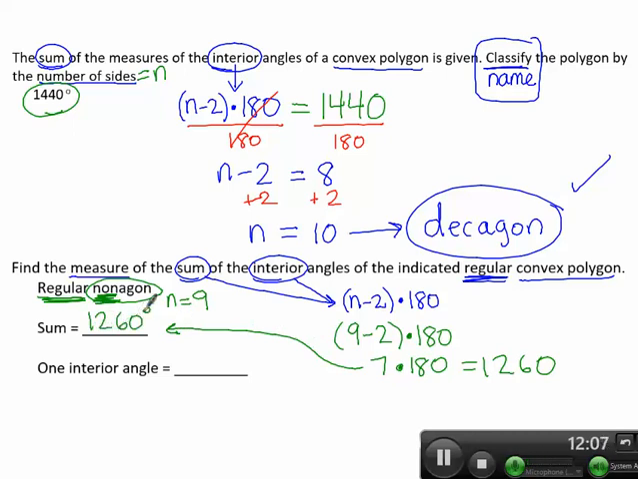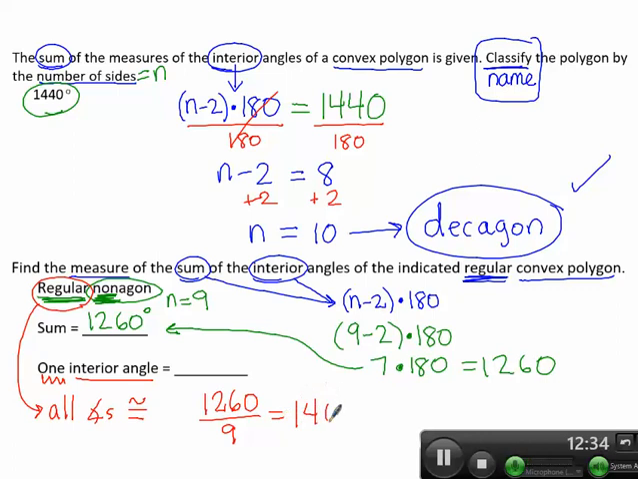So the sum of the interior angles measures 1,260 degrees. Now I want to know how much is one interior angle, which, because it's regular, means that all of the angles are congruent. And when all of the angles are congruent, I divide the sum by how many angles there are. 1,260 divided by 9 makes 140. So there is the measure of one interior angle, 140 degrees. Thanks for watching.